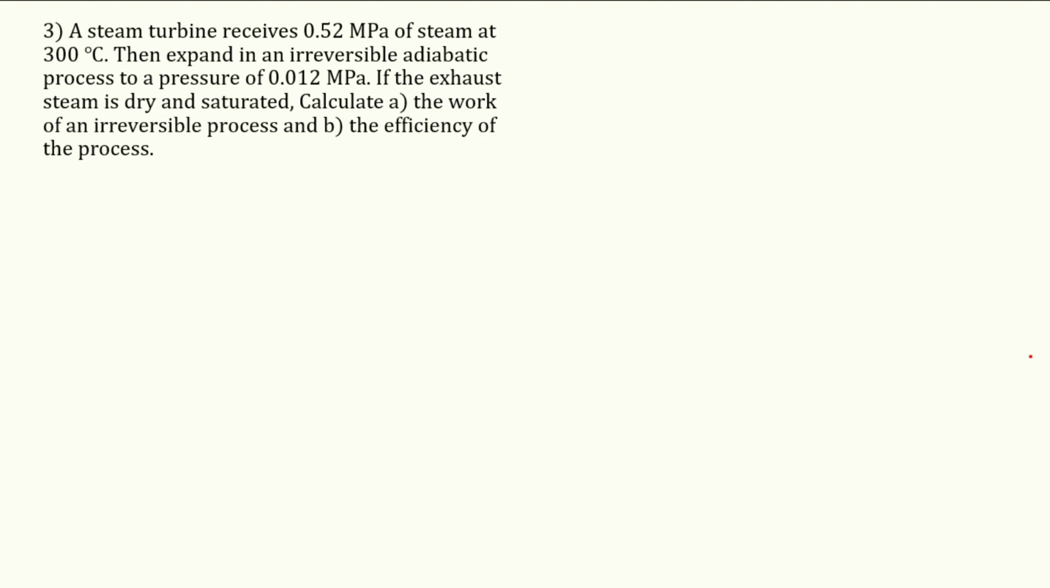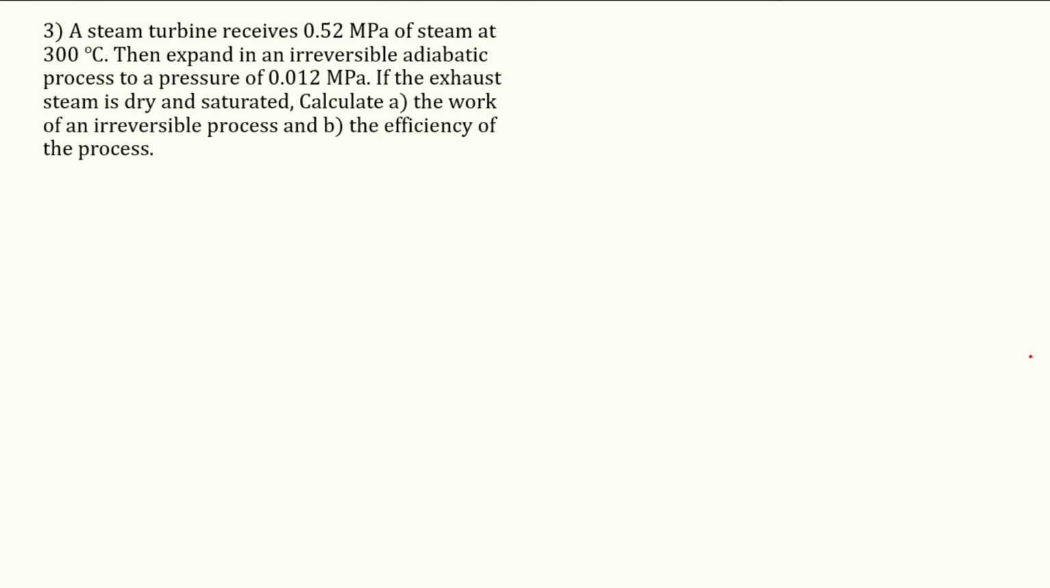Number 3, a steam turbine receives 0.52 MPa of steam at 300 degrees Celsius. Then it expands in an irreversible adiabatic process to a pressure of 0.012 megapascal. If the exhaust steam is dry and saturated, calculate the work of an irreversible process and the efficiency of the process. So medyo kakaiba na itong problem number 3 natin kasi hinahanap na yung work ng irreversible process and the efficiency of the process, unlike dun sa mga previous problem natin sa processes.